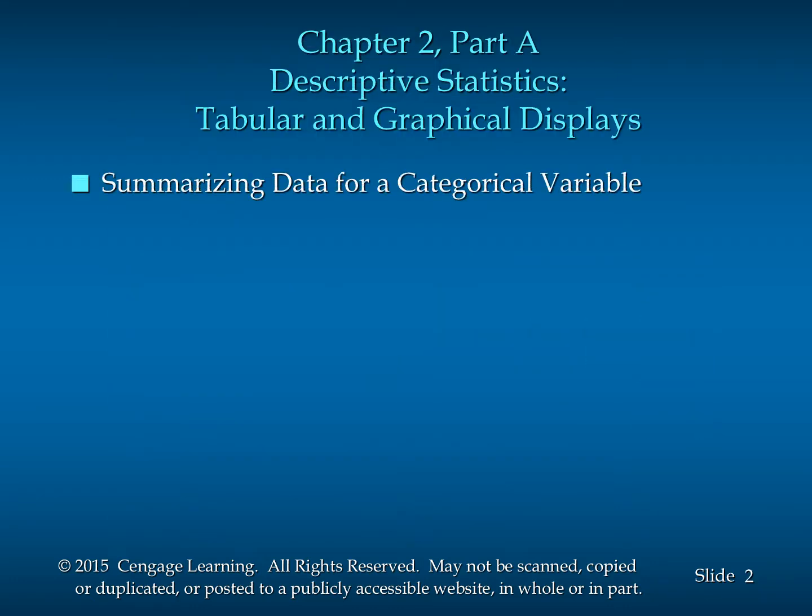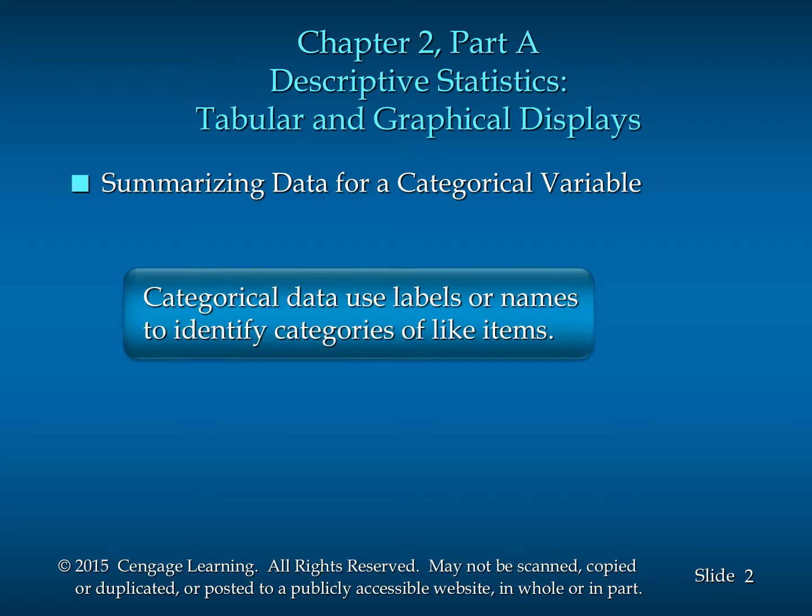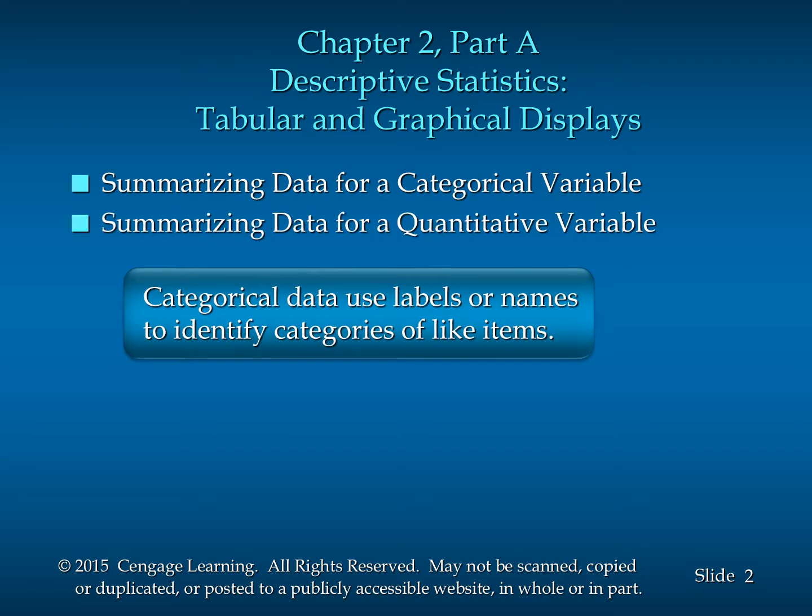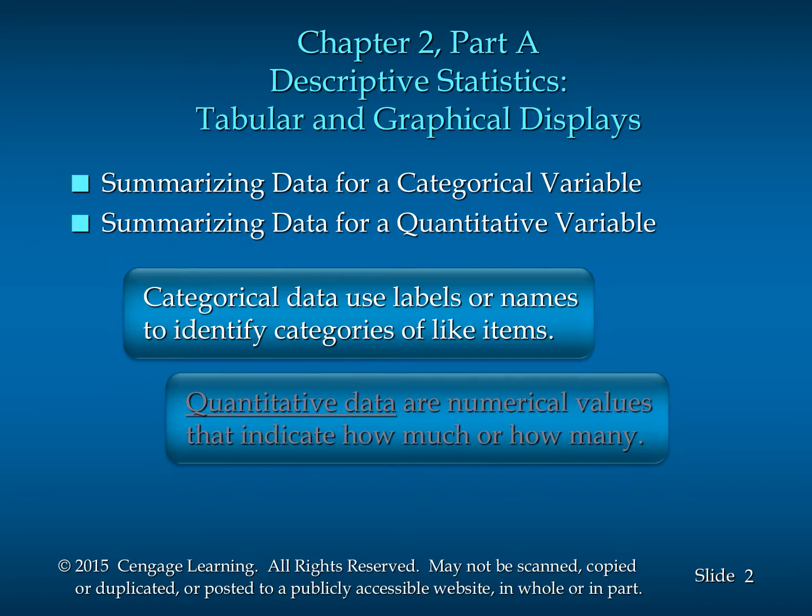In this first lecture on Chapter 2, we will cover the methods of summarizing categorical data. As a reminder, categorical data do not contain any numbers or quantitative information. They are simply labels or names.